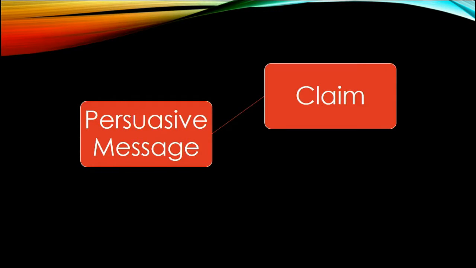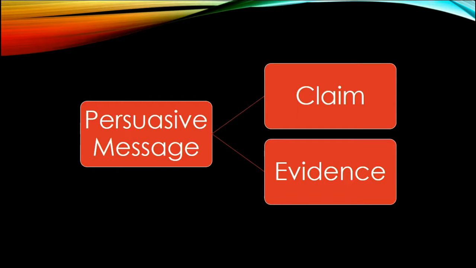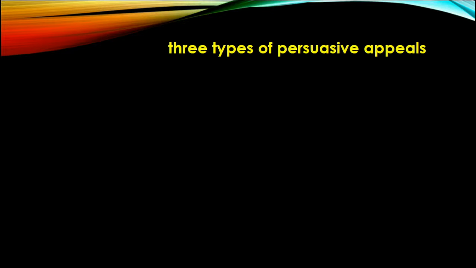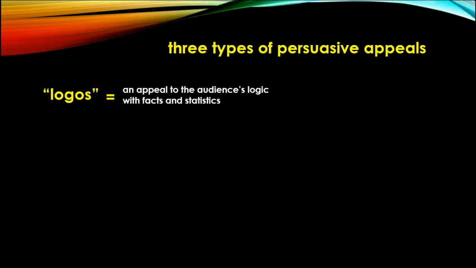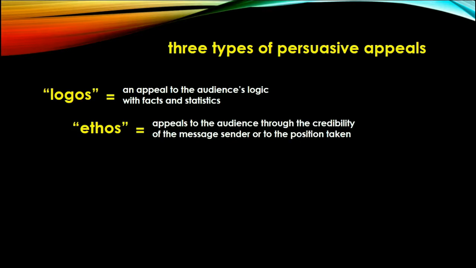A persuasive message has 2 parts: a claim and evidence that supports that claim. There are primarily 3 types of persuasive appeals that can be made in a persuasive message. The first to be mentioned is logos, which is an appeal to the audience's logic with facts and statistics. The next type is ethos, which appeals to the audience through the credibility of the message sender or the position taken.